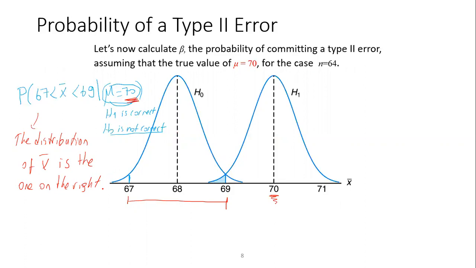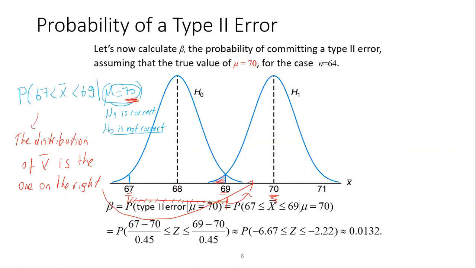You need to take care of this distribution because mu is given as 70. So what we will try to do is find the probability that x bar is between 67 and 69 under this probability distribution. So what is that probability? That probability is this small region, right? So the probability of x bar being between 67 and 69 is this region. So let's see what that probability is.